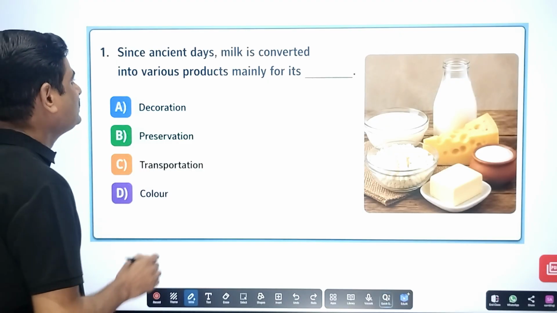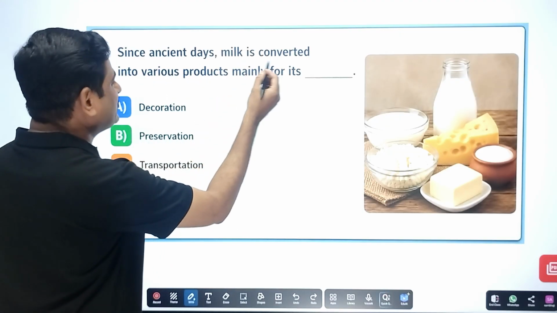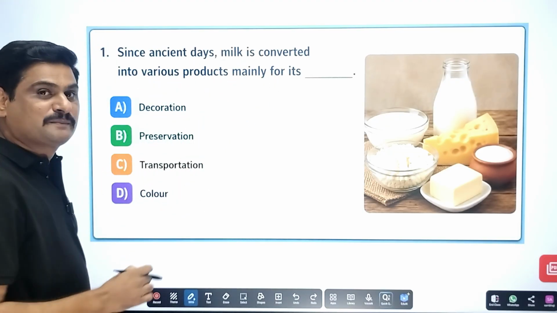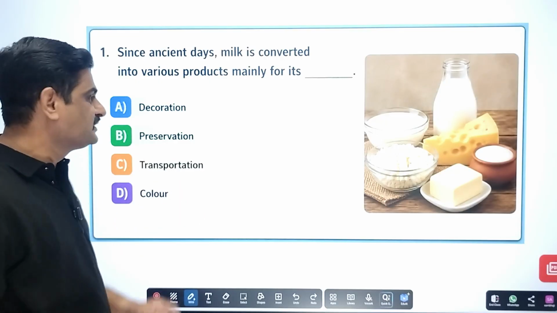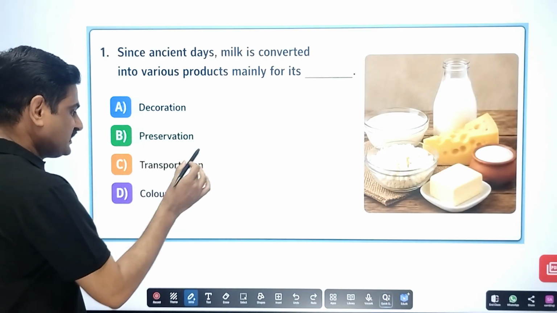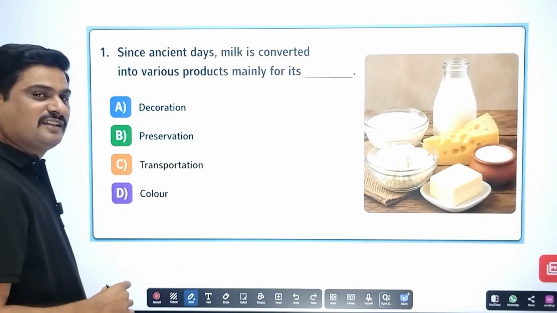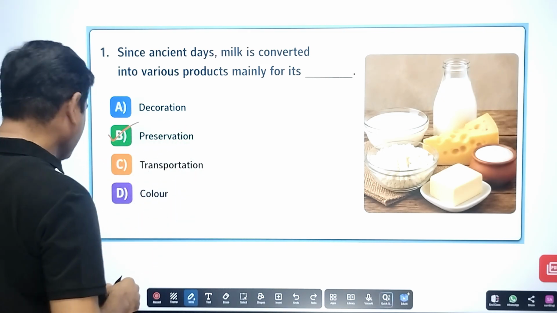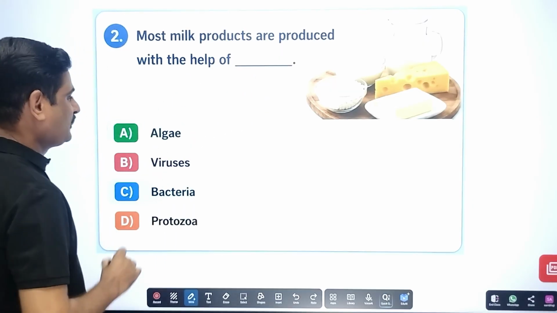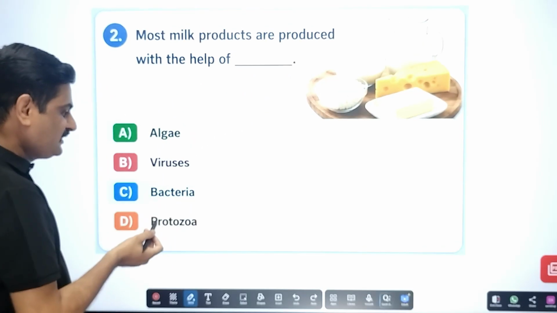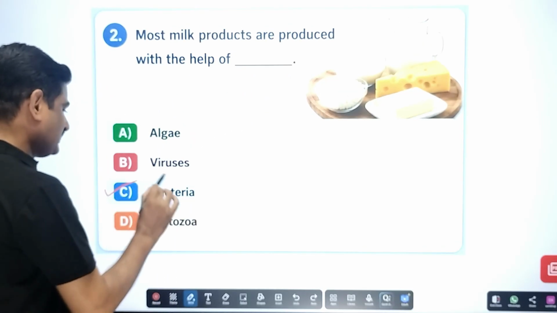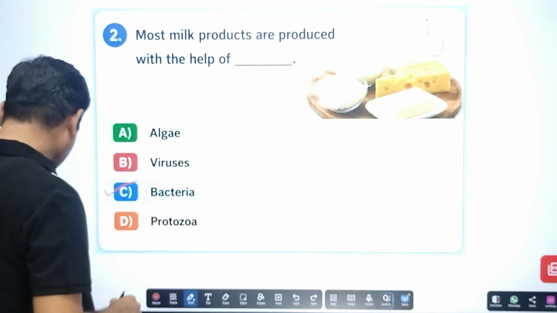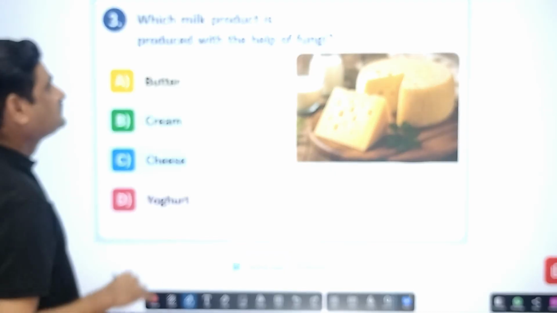First question we have. Since ancient days, milk is converted into various milk products, for which the main reason is: for decoration, for preservation, for transportation or color. So the answer will be for preservation purpose. Okay. Next, most milk products are produced with the help of algae, virus, bacteria or protozoa. Your answer will be C, because most are made using bacteria.